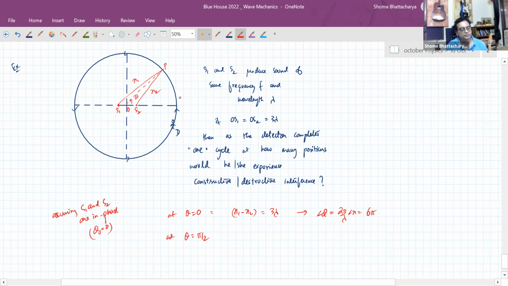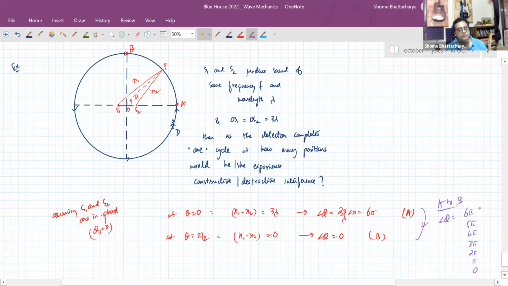And at theta equal to pi by 2, let's say I'm calling this position A, this position B, our x1 minus x2 becomes zero. So our phase difference becomes zero at B. So what is happening as you go from A to B, your phase difference is going from 6 pi to 5 pi to 4 pi to 3 pi, 2 pi to pi to 0. So this is constructive interference. This is destructive interference. This is constructive. This is destructive. This is constructive. This is destructive. This is constructive.